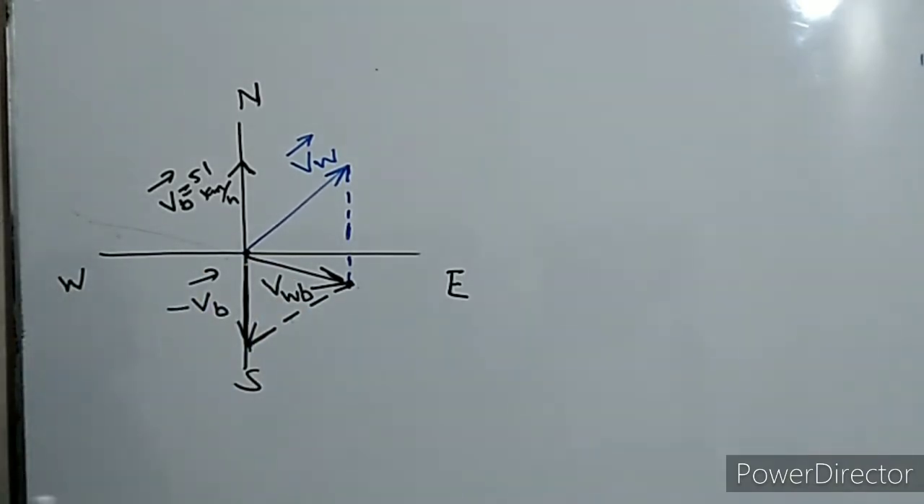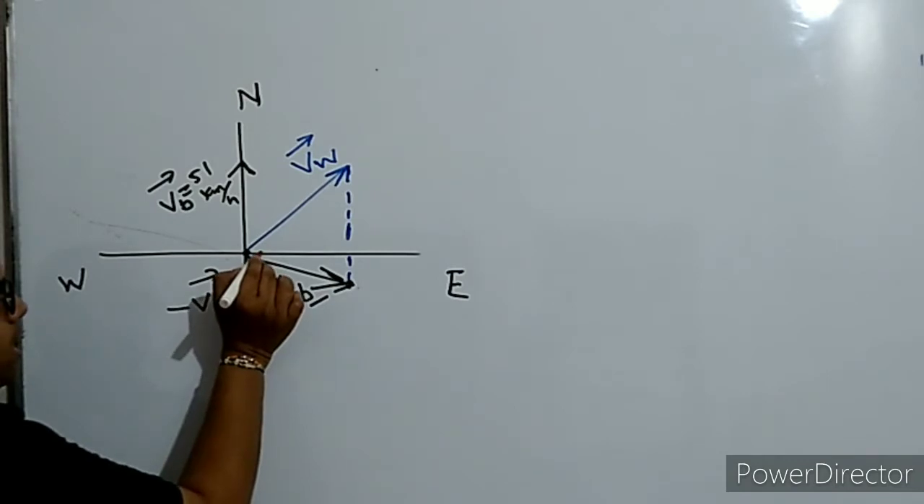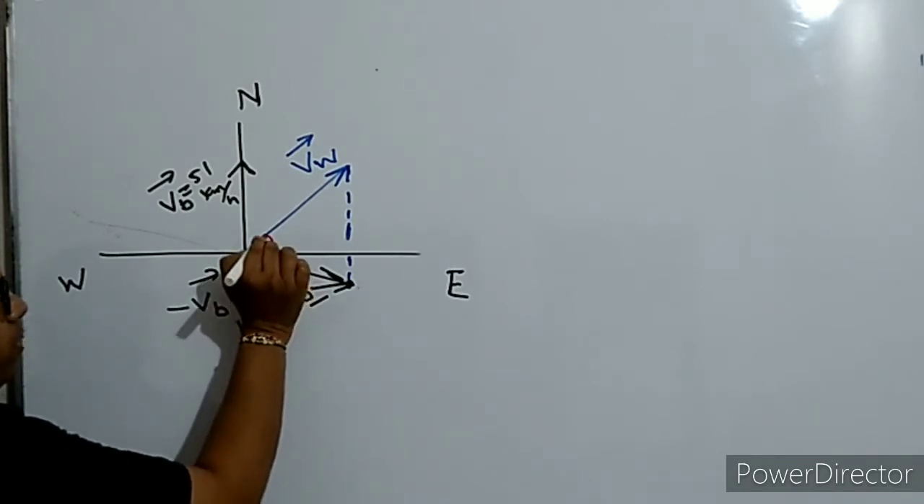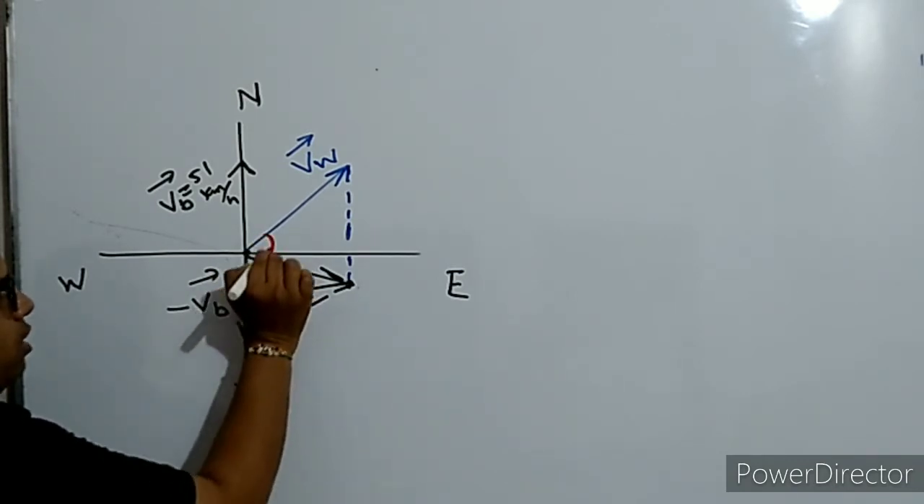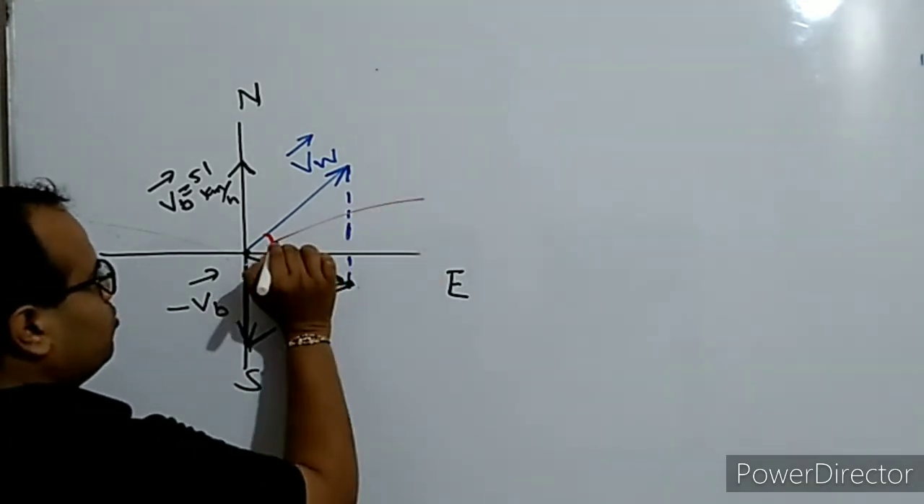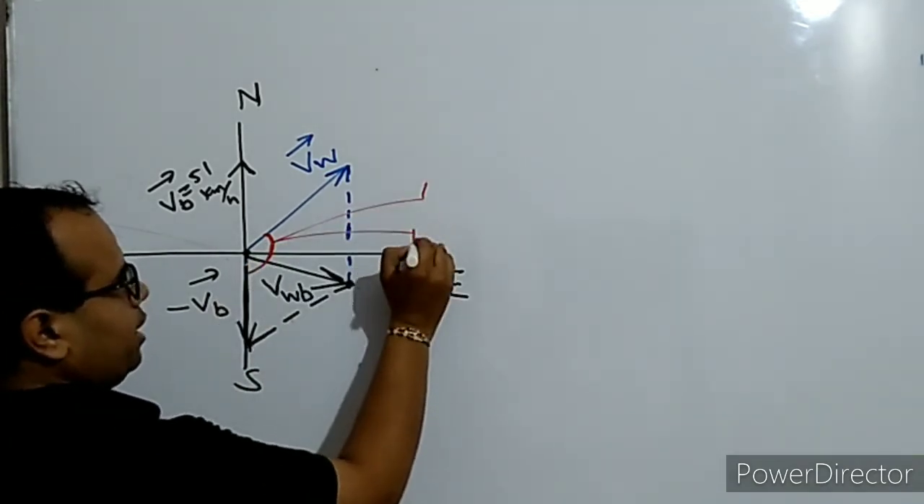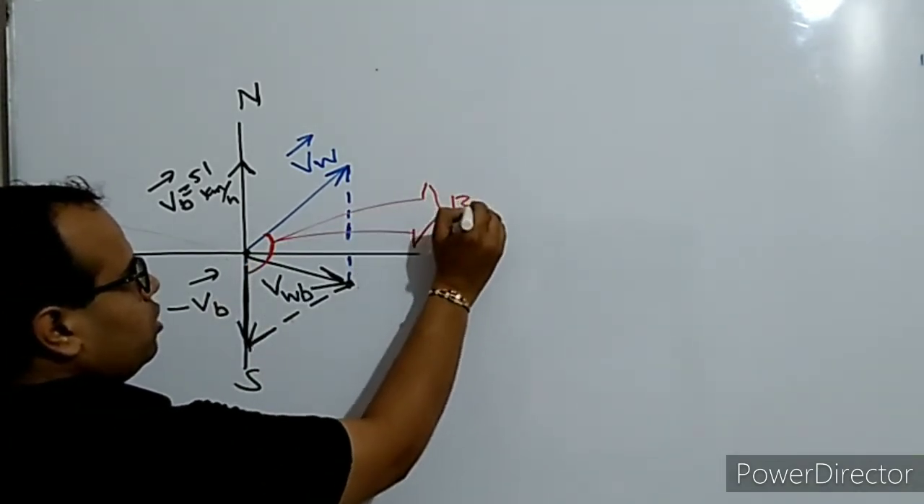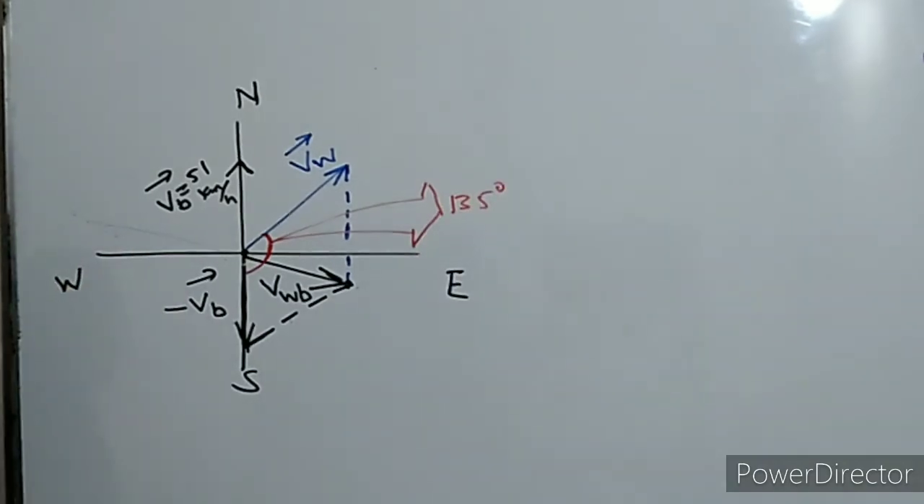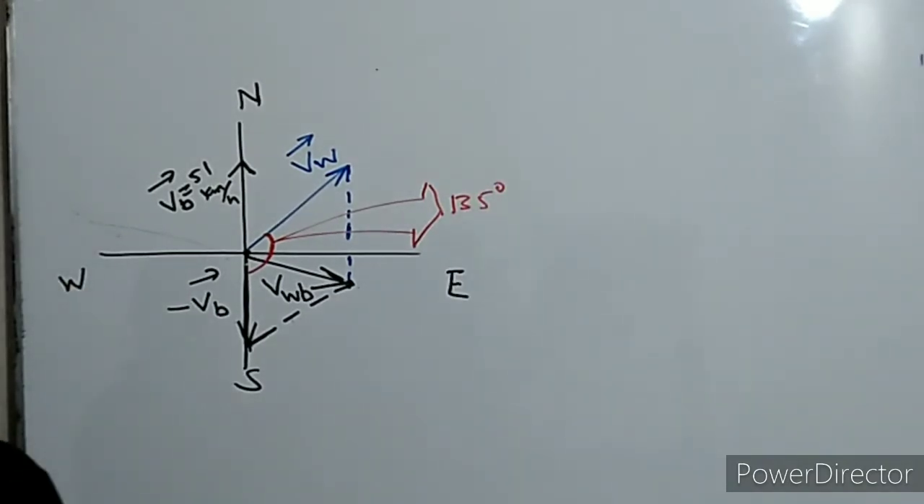Now, what is the angle between the velocity of the wind and the boat? You see here that this angle is 90 degrees and this is 45 degrees. So what will be the total angle? The total angle between them is 135 degrees. 90 plus 45 gives you 135 degrees.